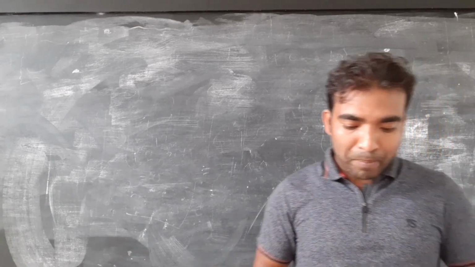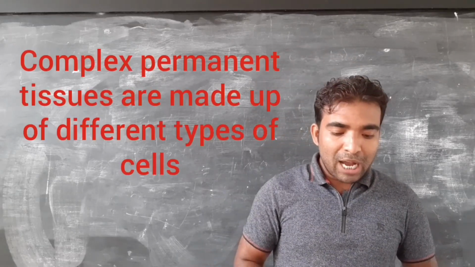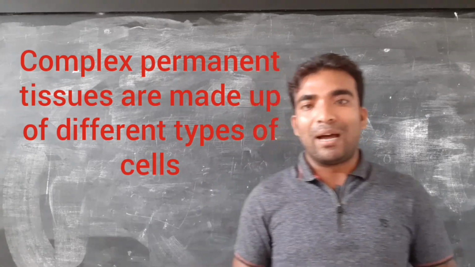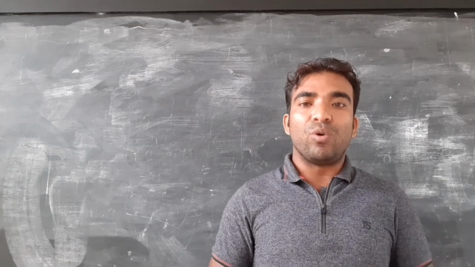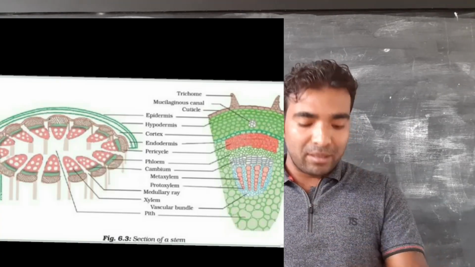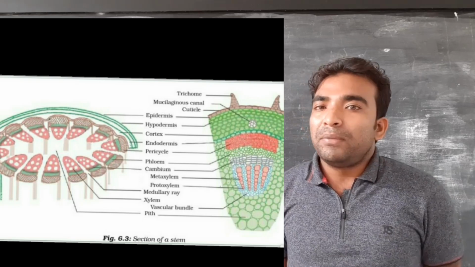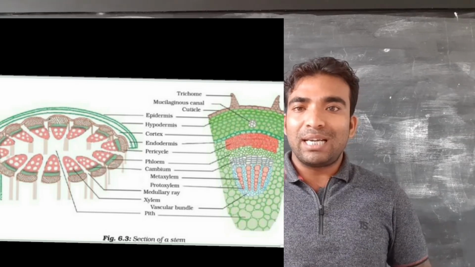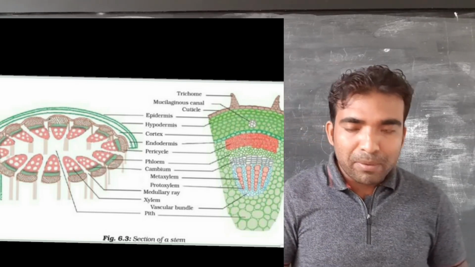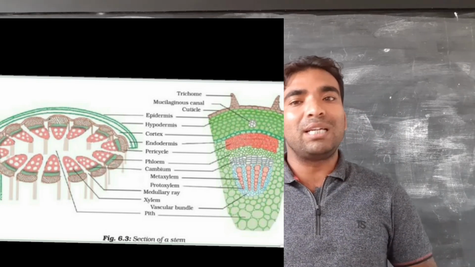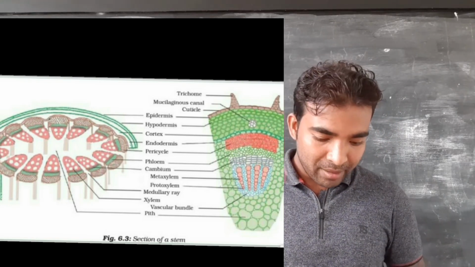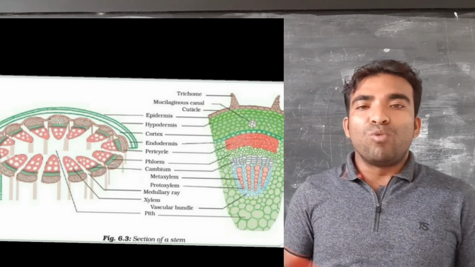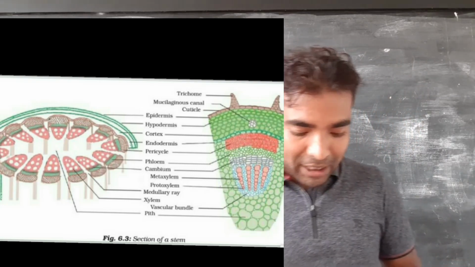Now we will discuss the complex permanent tissue. Complex permanent tissues are made up of more than one type of cells. That means all the cells are not similar in the case of complex permanent tissue. One important difference you can remember: in simple permanent tissue, all the cells are similar in shape, size, and structure, whereas in complex permanent tissue, the cells are not similar in shape, size, and structure. All these different types of cells coordinate to perform one function. This is known as complex permanent tissue.